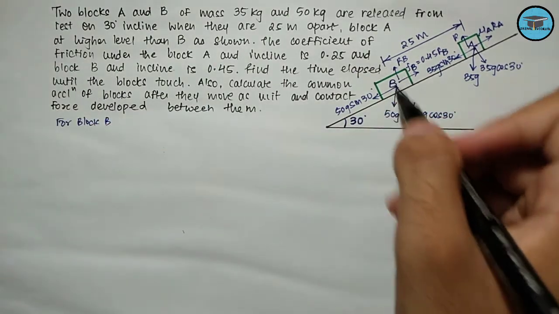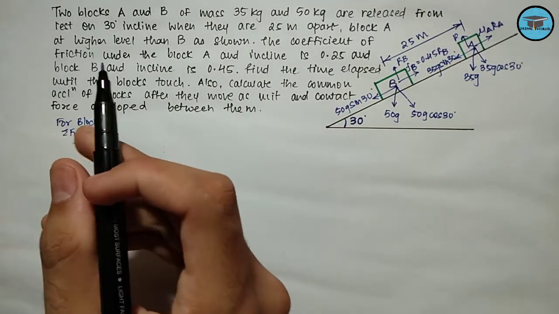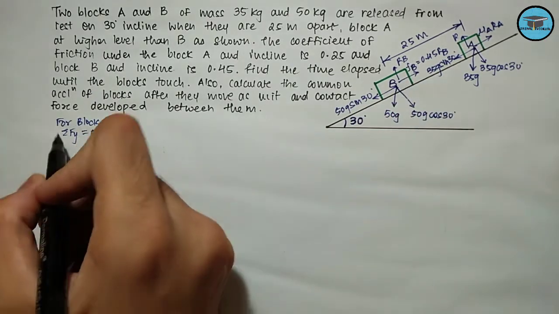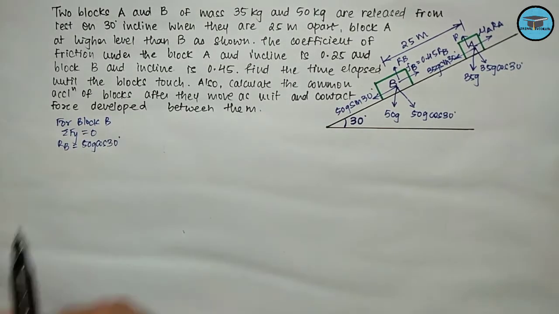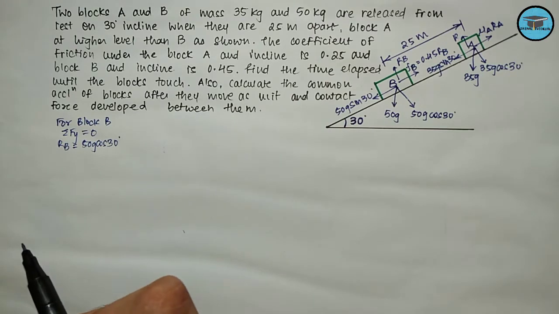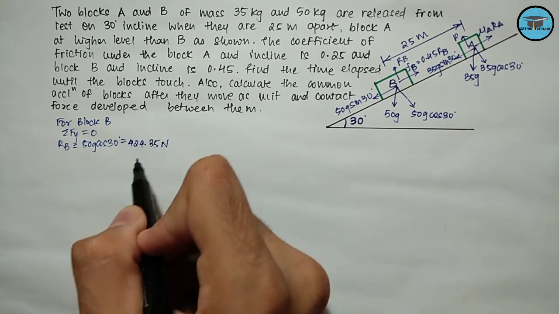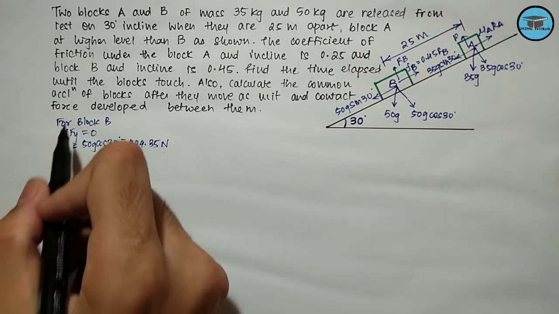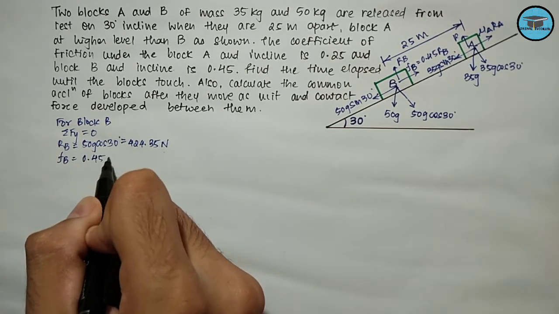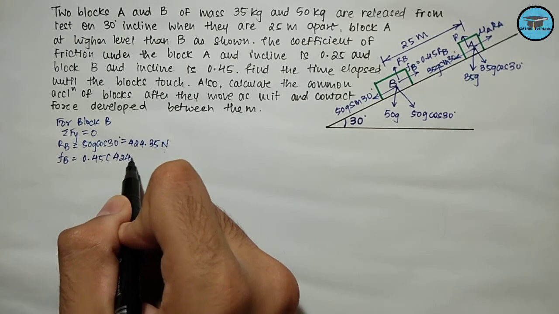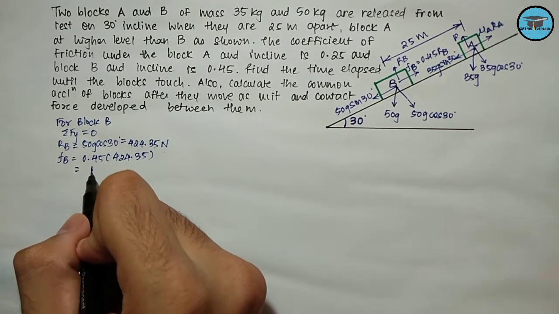sigma Fy equals 0, since there is no motion in the vertical direction. So it comes out that RB equals 50g cos 30 degrees, so the value of R comes out to be 424.35 Newton. Similarly, the frictional force for block B can be given as FB, that is 0.45 times RB, that is 424.35 Newton. On solving this, we get the value of the frictional force as 190.95 Newton.